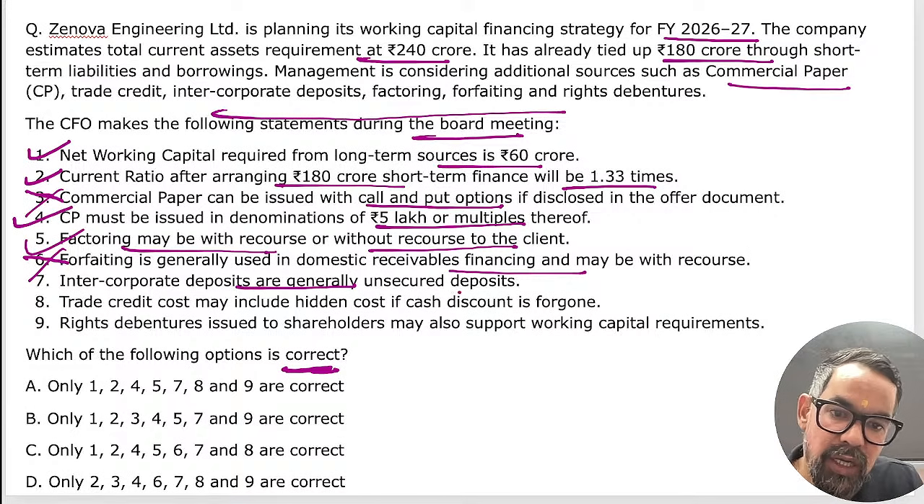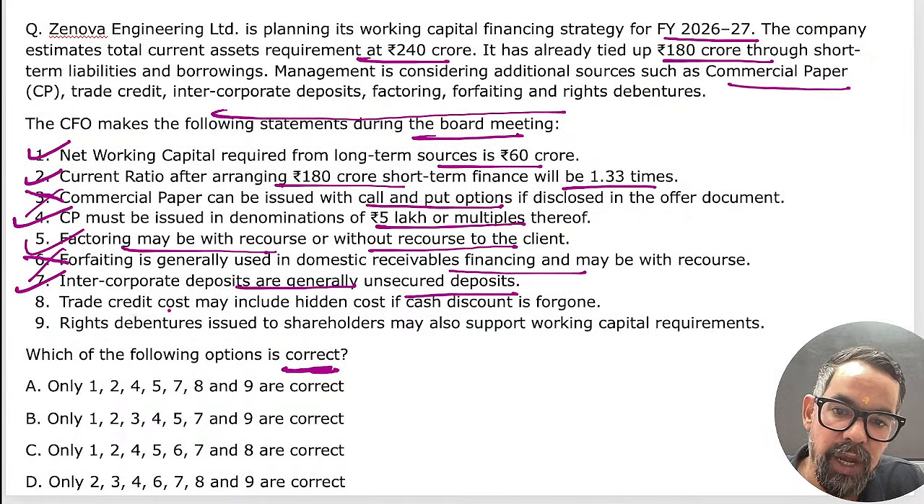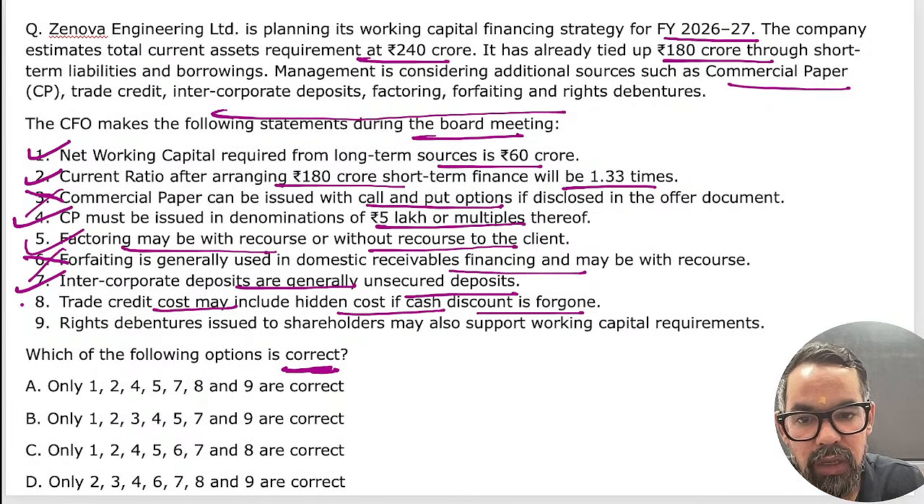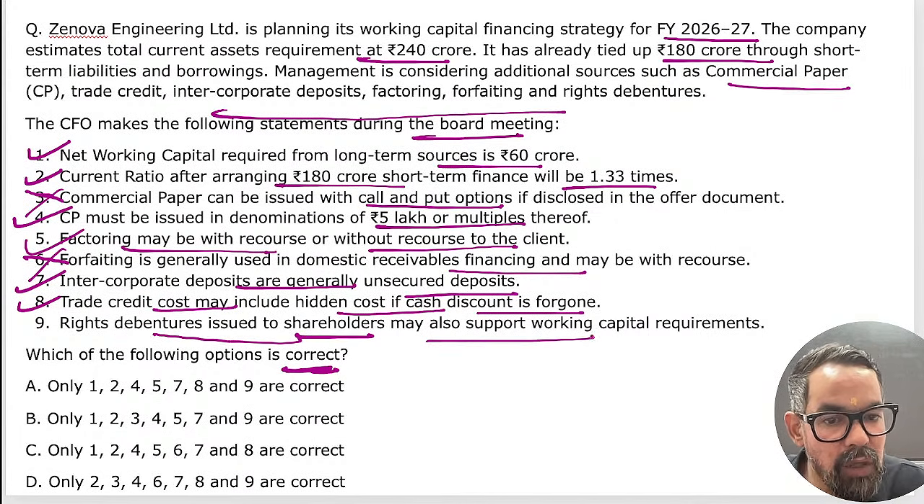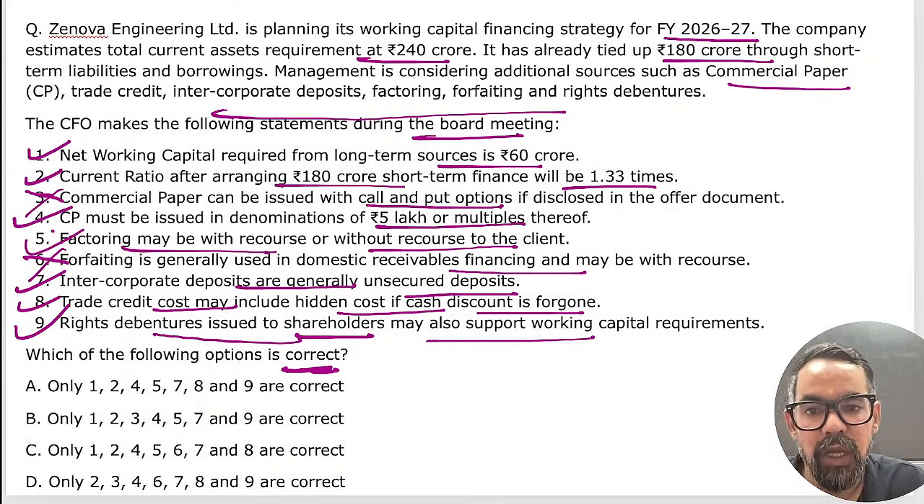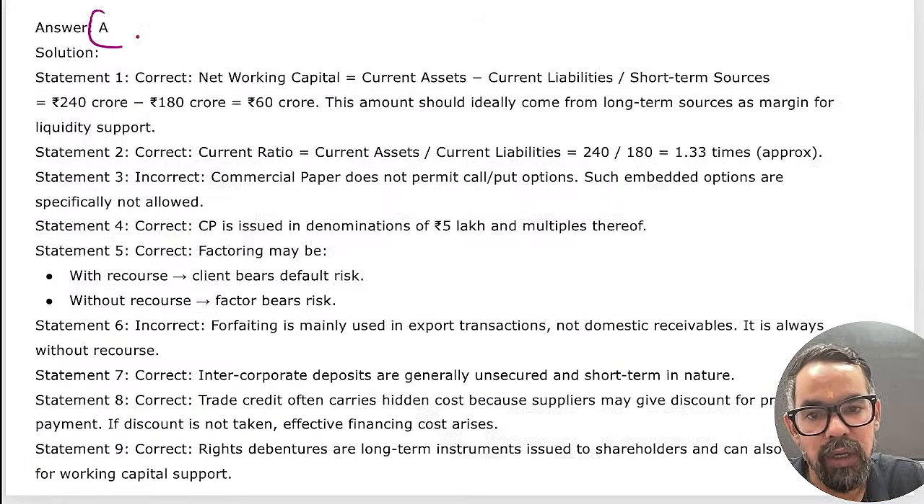Intercorporate deposits are generally unsecured instruments. True. The next one is trade credit cost includes hidden cost like cash discount. That is also true. The next one is right, debentures issued to shareholders may also support working capital. Yes. So 1, 2, 4, 5. 1, 2, 4, 5 and 7, 8, 9. Option A only will be the right answer for this particular one. Correct, guys? Very good. Next one.